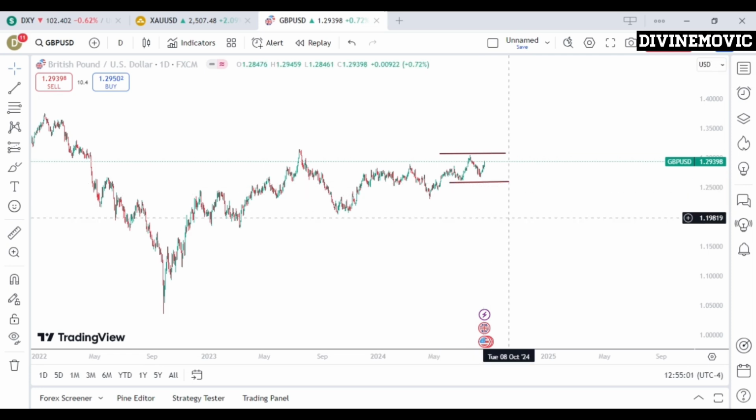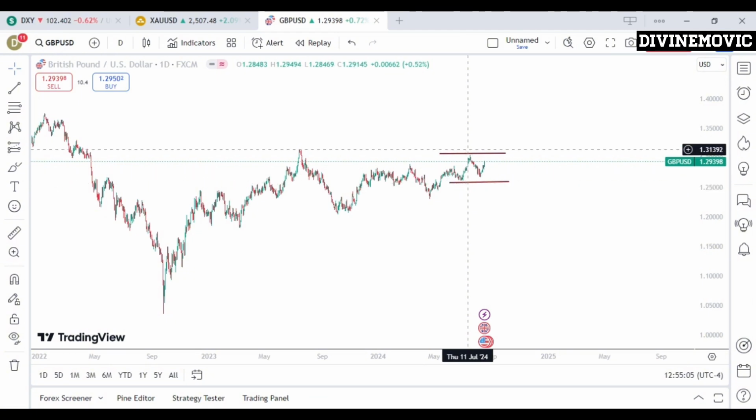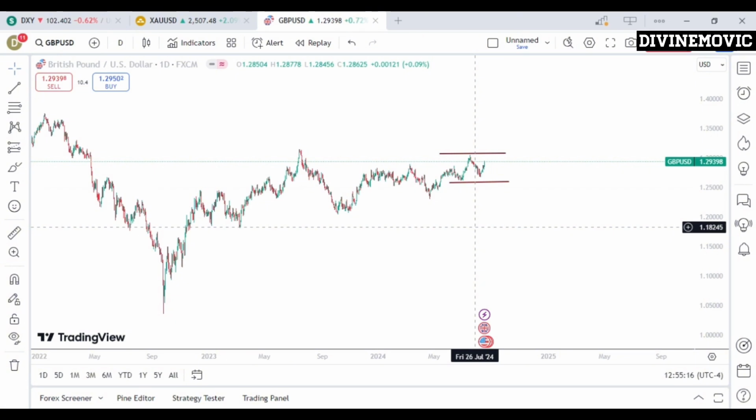So the point here is this: I want to understand what price has done from this support key level up to this resistance key level, and how price is moving from this resistance key level down to the support key level. That's what I want to understand next, and I want to do this on the 4 hours time frame.